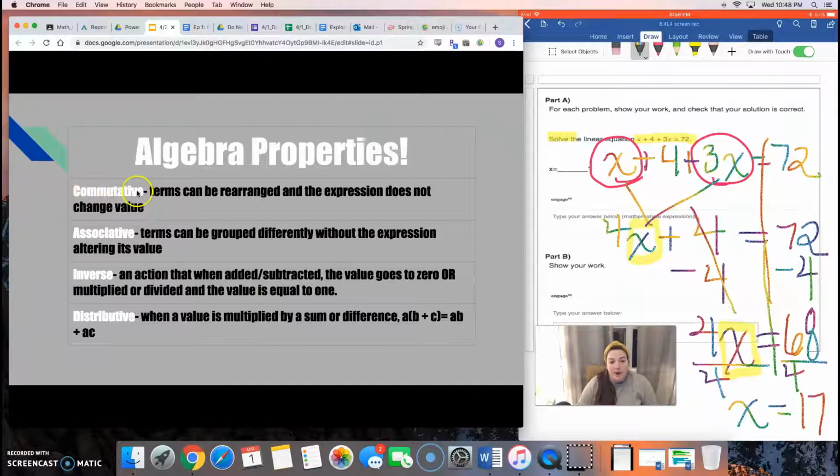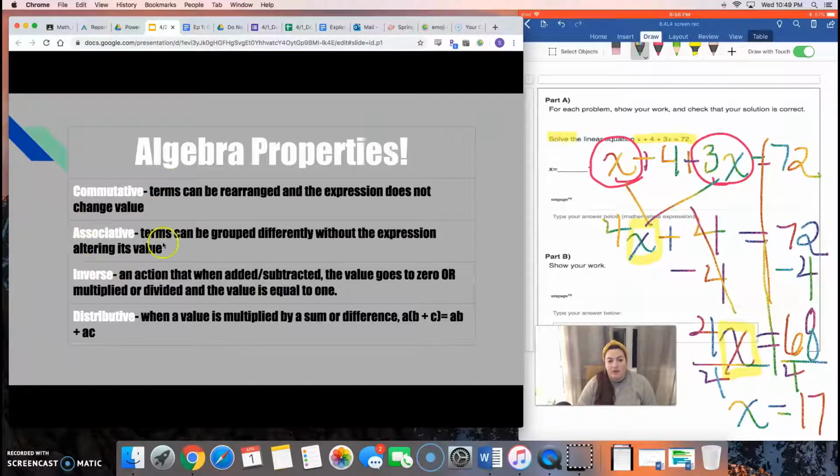So commutative property we've worked with a bunch, especially with our exponent properties. Commutative property is when terms can be rearranged and the expression doesn't change the value. So 2 plus 4 is the same as 4 plus 2. And you can do this with multiplication, you can also do this with addition.